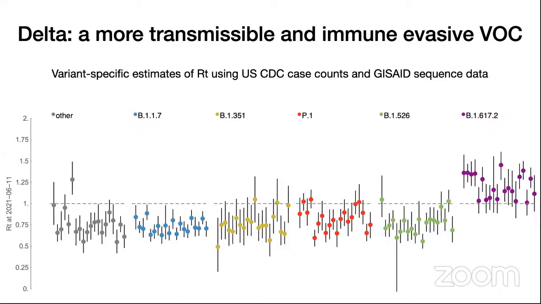So the rapid increase in frequency and dominance of the Delta variant can be explained by it being more transmissible, even more than the Alpha variant, but it also appears to be more immune evasive, possibly more than the Beta variant, as we see people being reinfected with this lineage.